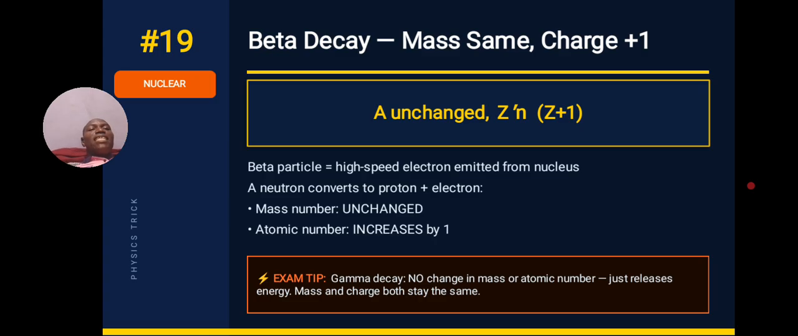For beta decay, mass will remain the same, but charge will change. So you have +2, +1. Charge will change, as a neutron is usually converted to proton. Mass number remains unchanged. Atomic number increases by 1. This time around, atomic number increases by 1. For gamma decay, no change in mass, no change in atomic number. It is just a release of energy.